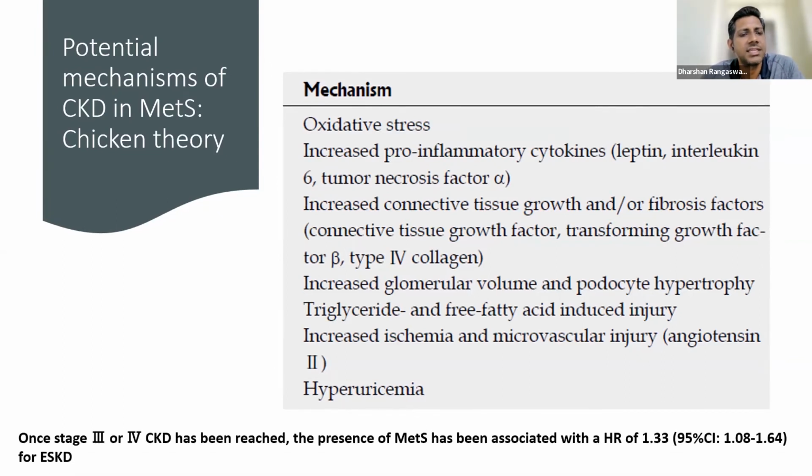So once CKD stage 3 and 4 has been reached, the presence of metabolic syndrome has been associated with a hazard ratio of 1.33 to progress to end-stage kidney disease. So it not only causes chronic kidney disease, but also causes progression of chronic kidney disease, increasing the incidence of end-stage kidney disease. So that's about metabolic syndrome with the chicken story.